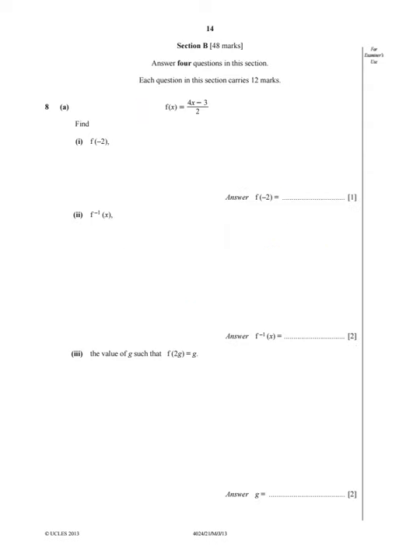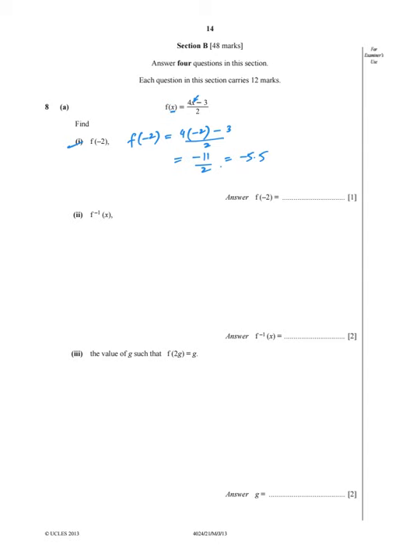It's question number 8 from the topic functions. In the first part, it says find f of minus 2. So what you need to do is replace x on both sides with minus 2. So f of minus 2 equals 4 times minus 2 minus 3, divided by 2. So 4 times minus 2 is minus 8. Minus 8 minus 3 is minus 11, divided by 2. That is your first part answer. And you can write it in decimal form, so it's minus 5.5.